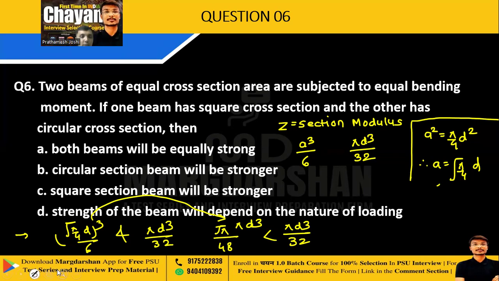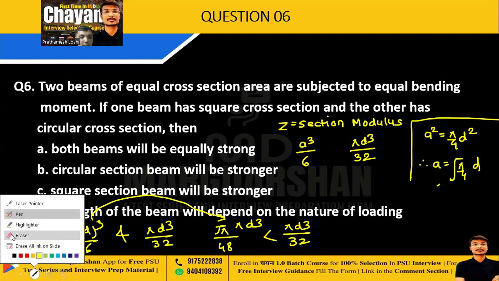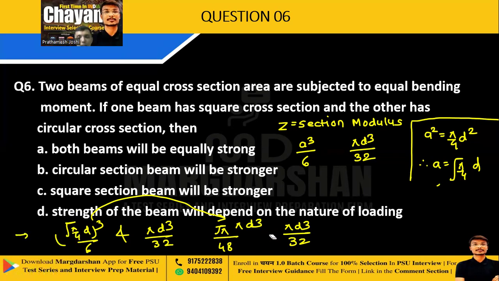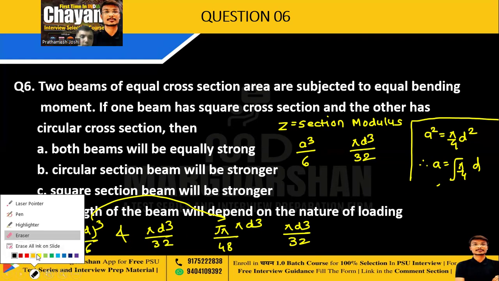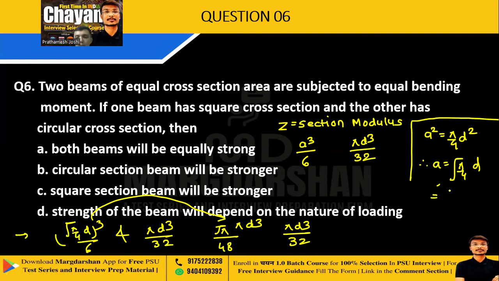Oh, sorry, sorry. I am extremely sorry. A square is pi by 4 d square, na? So this is root, just a minute. This is root pi by 2 times D. Okay, so A cube by 6. So just a minute.